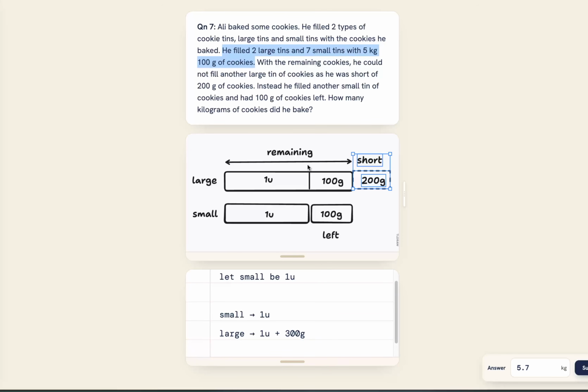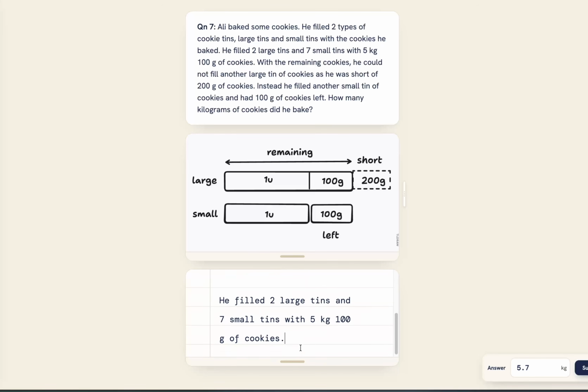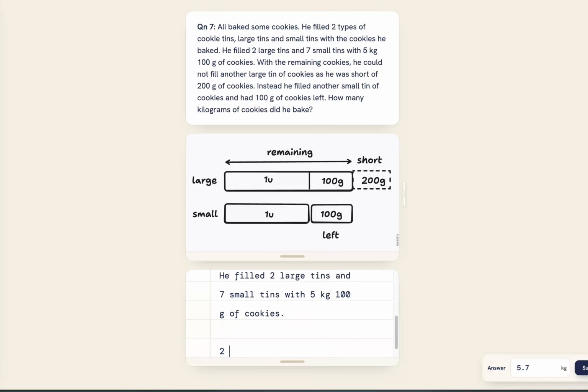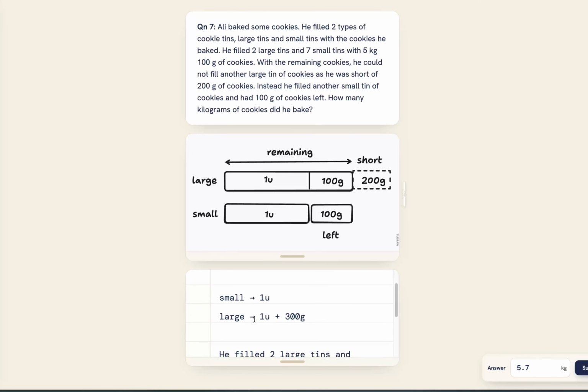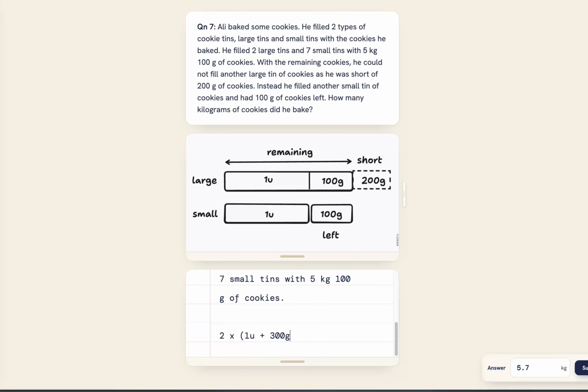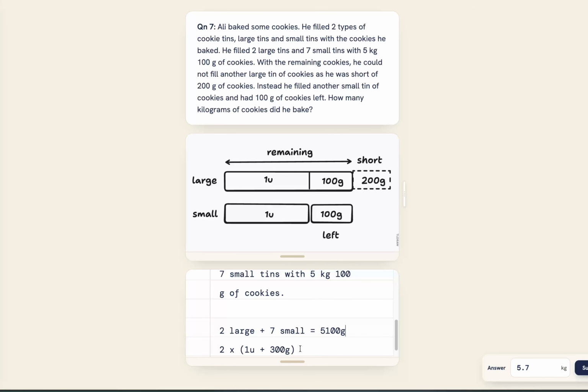He filled 2 large tins and 7 small tins with 5 kilograms and 100 grams of cookies. So from there, we can say 2 large tins is 2 times of this, right? Large 1 unit plus 300 grams. Okay, or if I say 2 large plus 7 small is equal to 5 kg or 5,100 grams. Okay, so 2 times 1 unit plus 300 grams plus 7 times 1 unit equal to 5,100 grams.